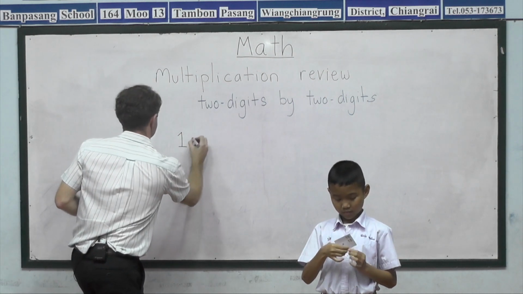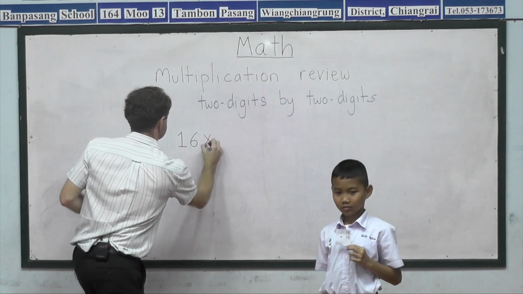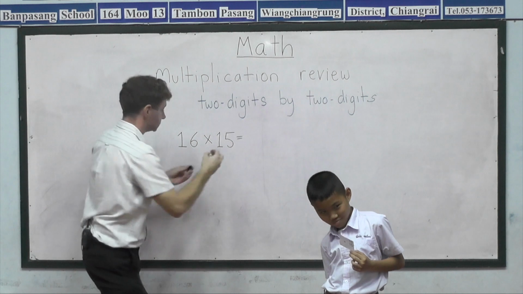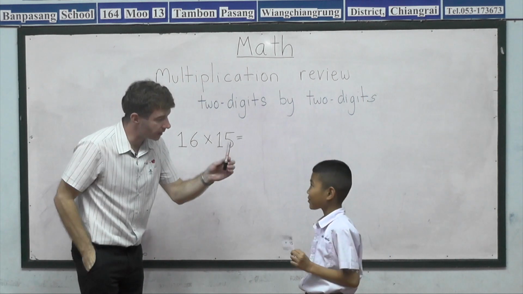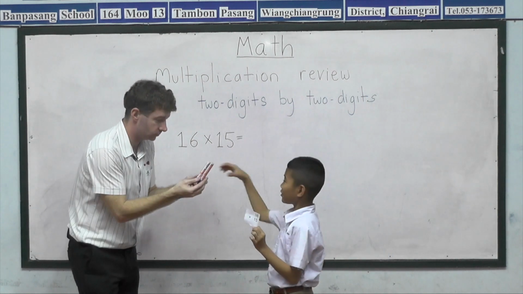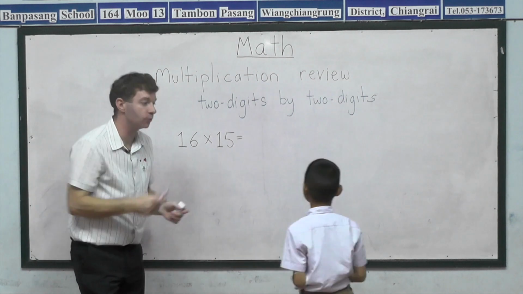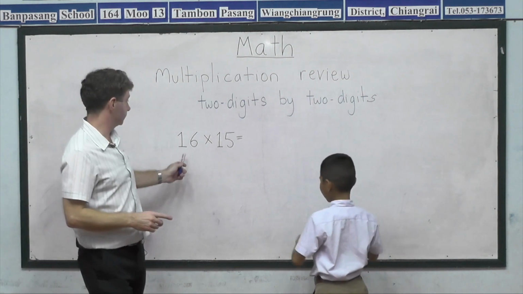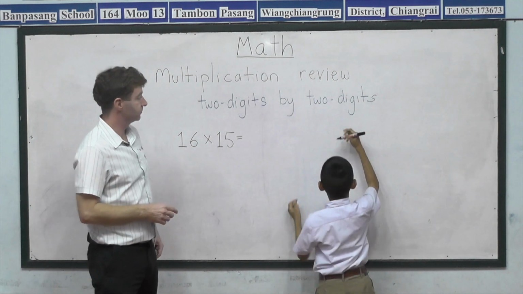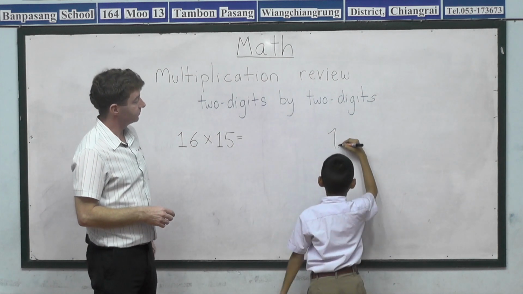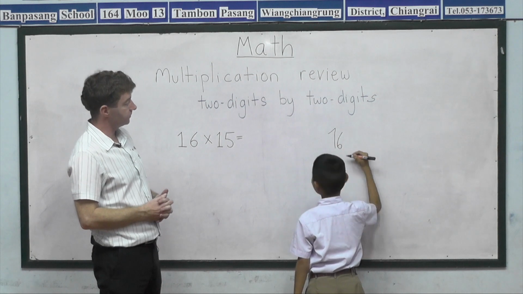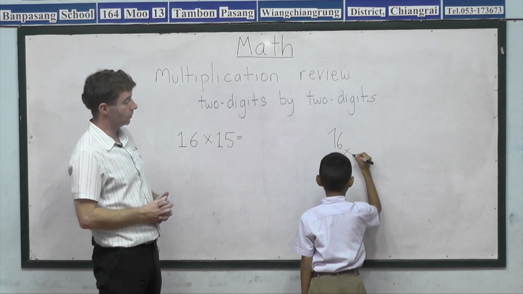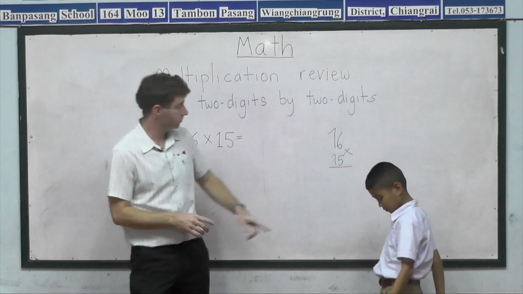16 times 15 equals. Pang Pon, would you like black or would you like blue? Black. Over to you. Okay guys, so let's work out together. First of all, 16 times 15. 16, very good, times 15. Okay, so step 1.